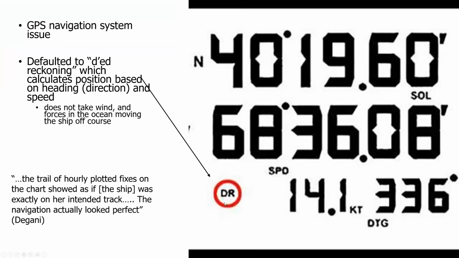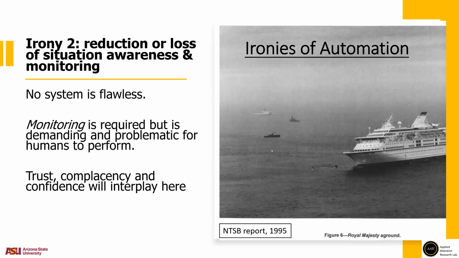So if you had grown accustomed to the GPS doing the hard labor of navigation for you, you would simply rely on the big numbers here and not worry too terribly much about this small one here. You aren't necessarily trained to notice this. Now, in addition, the trail of fixes for the ship actually looked as if it was on her intended track. And so nobody was prompted to say, hey, things may not be going as well as we think. And almost as a direct result, some navigational issues closer to the coast resulted in running aground. Now, those are the kinds of problems that result from the fact that no system is flawless, which means that even when you put automation into practice, it's not going to work perfectly every time. Monitoring is required by humans even when it's demanding and problematic for them to perform.